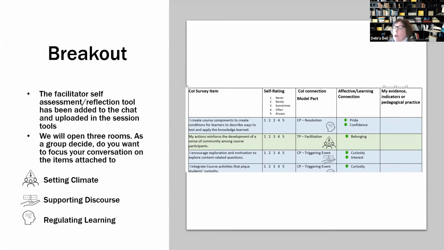Now, the first column are exactly from the Community of Inquiry survey, but they're reworded to be from a facilitator's perspective and to include some of the emotional anchors. The next column is where you would rate yourself. Do you do this never, all the way to always? Then we've connected it to where this is coming from in the core model, what presence, but also the little icon there is where the closest connection to the overlap is, and then the effective learning connection. So what are you trying to do?